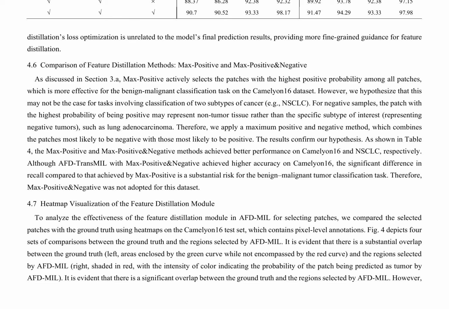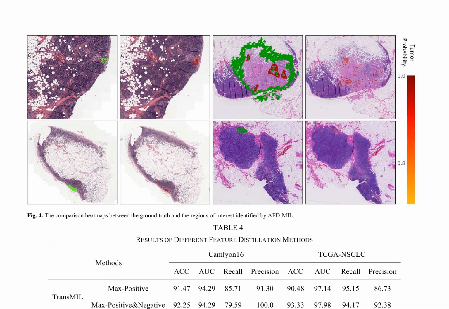To visualize the effectiveness of the feature distillation module, the authors generate heat maps comparing the selected patches with the ground truth on the Camelyon 16 test set. Figure 4 shows a significant overlap between the ground truth and the region selected by AFD-MIL, demonstrating the ability of AFD-MIL to accurately capture tumor features in pathological images.